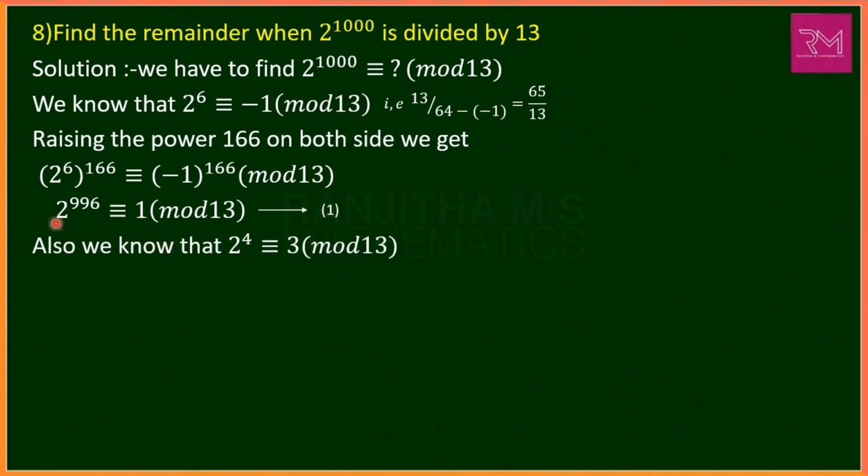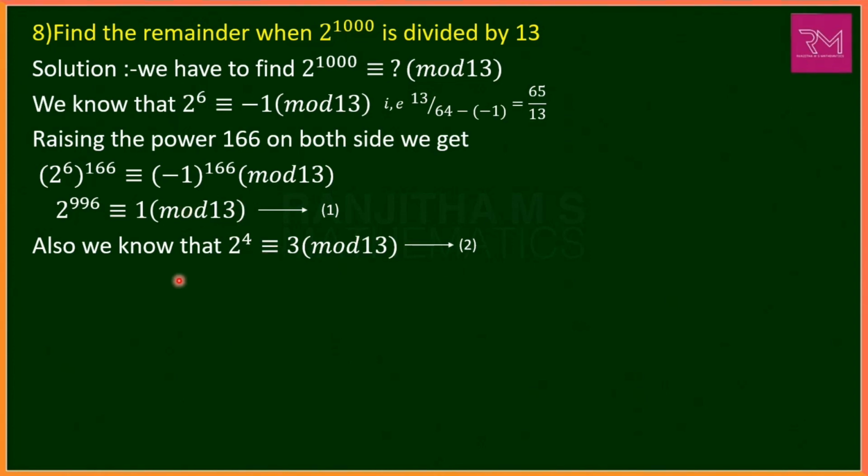Also we know that here we have 2 power 996. Therefore, 2 power 4 is nothing but 16. 16 is congruent to 3 mod 13. This is because 13 divides 16 minus 3, which is 13. 13 divides 13. Therefore, we have 2 power 4 is congruent to 3 mod 13. Take this as equation number 2.